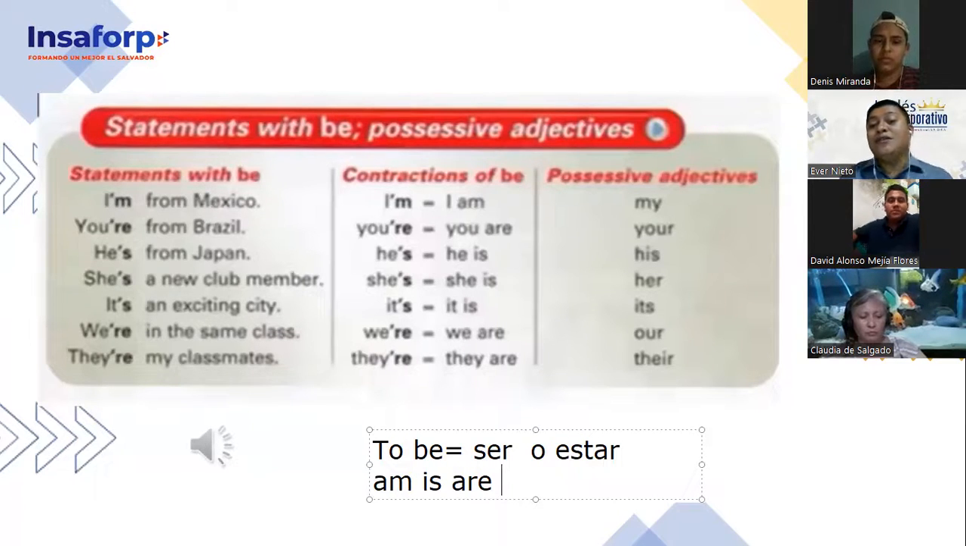Now, se pueden contractar, ¿verdad? En una oración puede ir contractado con el subject, con el sujeto. Then I have I'm, you're, he's, she's, it's, we're, and they're. So let's listen to this example. Escuchemos. Pay attention to the contracted form of the verb to be with the subject in this example, please.